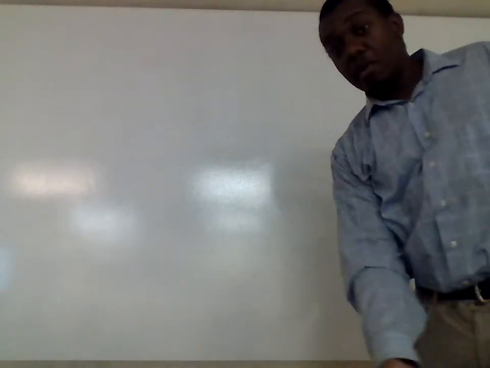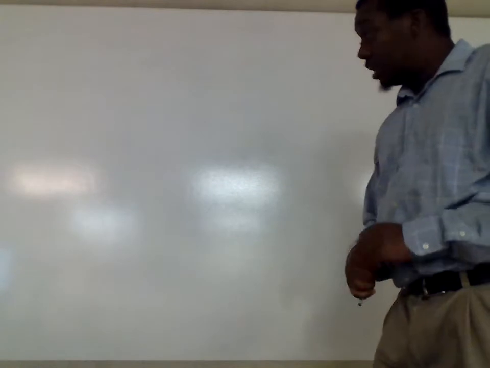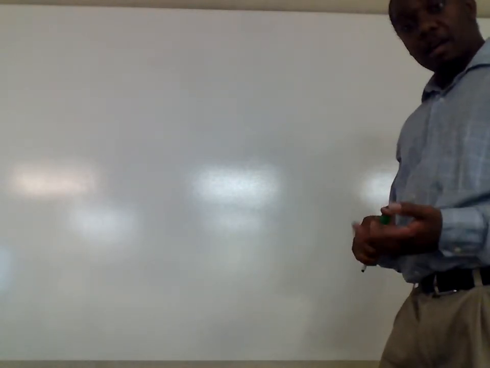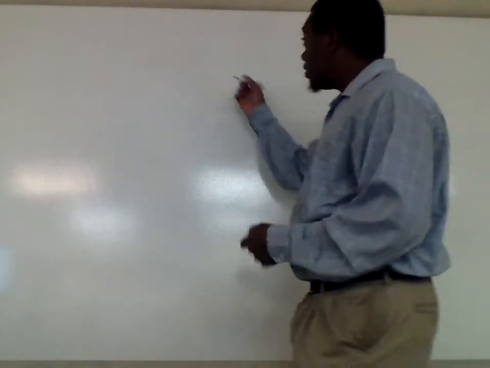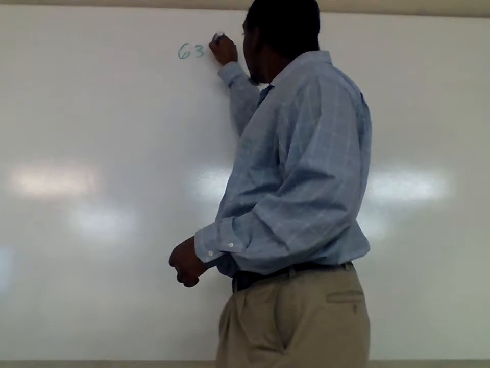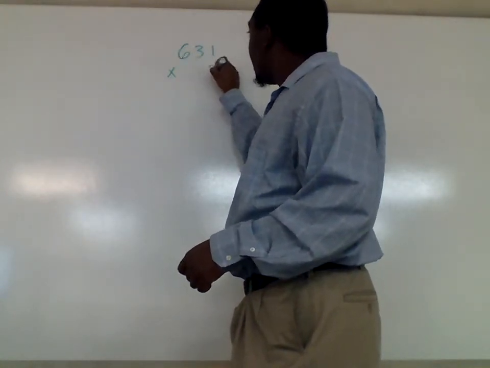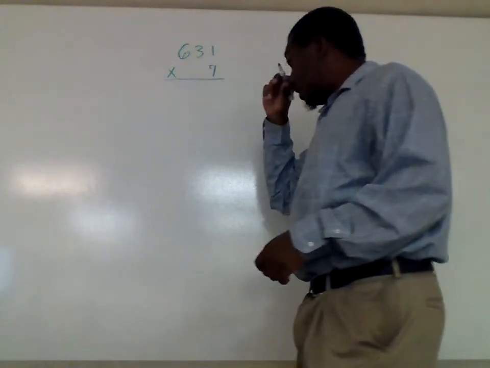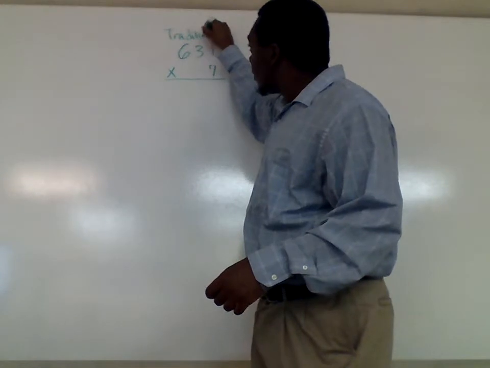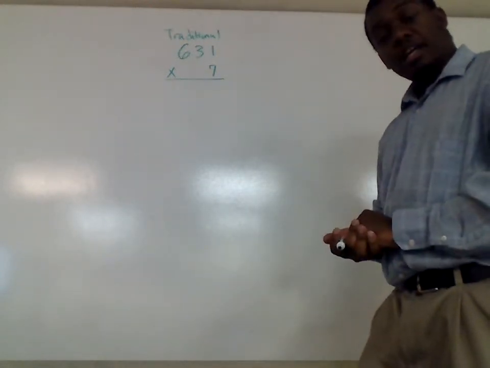So what about when we have larger digits? Well, I am going to show you three ways to multiply with larger digits. The first one is going to be the traditional way. I'm going to use the number 631, and we're going to multiply this by 7. And we're going to do it the traditional way.